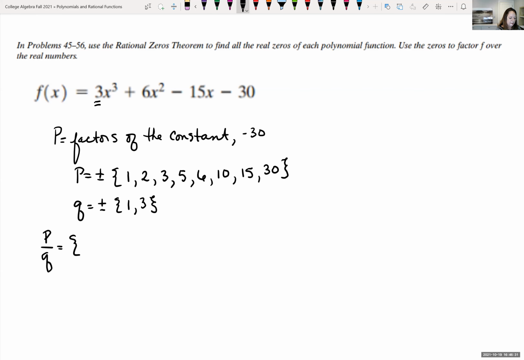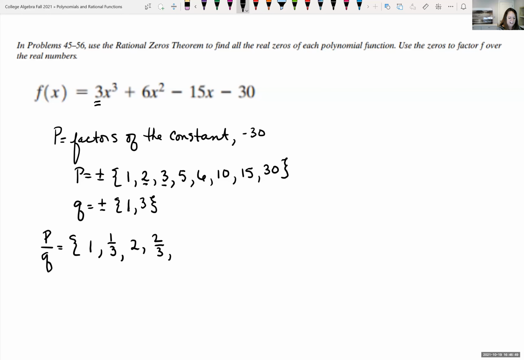So we have 1 divided by 1, which is 1. I have 1 divided by 3, which is 1/3. So I'm going to go to my next p value. 2 divided by my first q value is 2, and 2 divided by 3 is 2/3.